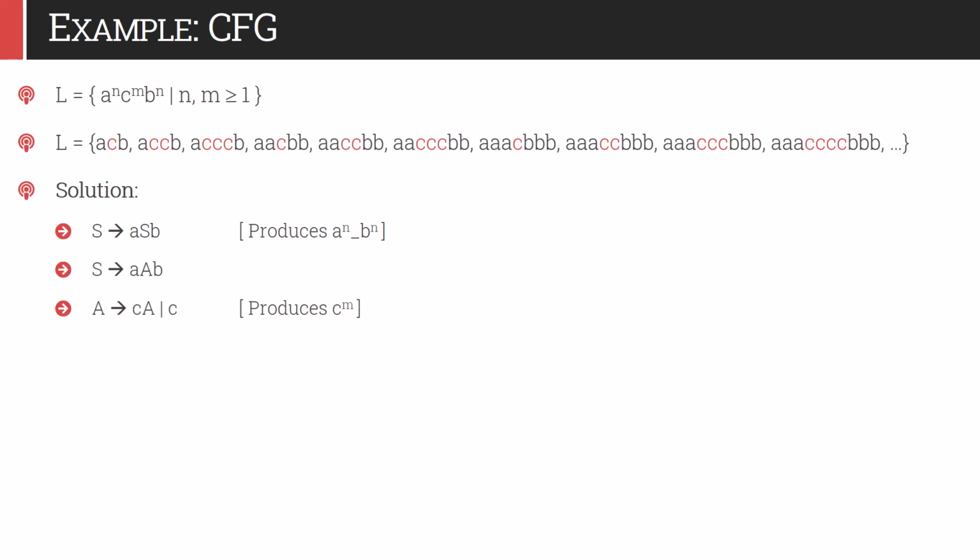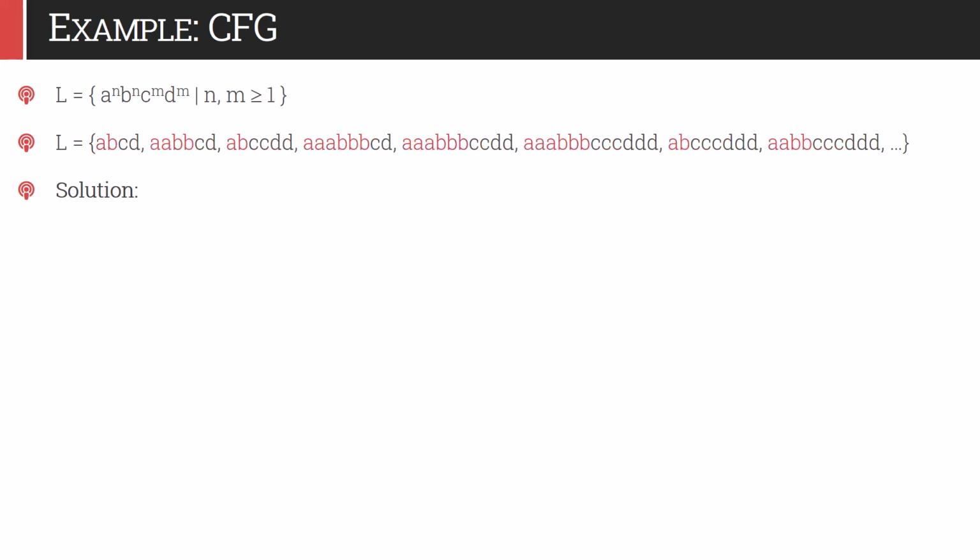Clear? So if we want to generate only one A and one B, then we will start with the second production. If we want more than one A and one B, then we will start with the first production. We will keep iterating it. And then finally we will replace it by second production. And then we will replace it by the third production. So third production ensures that we can have any number of C's which are independent of A and B.